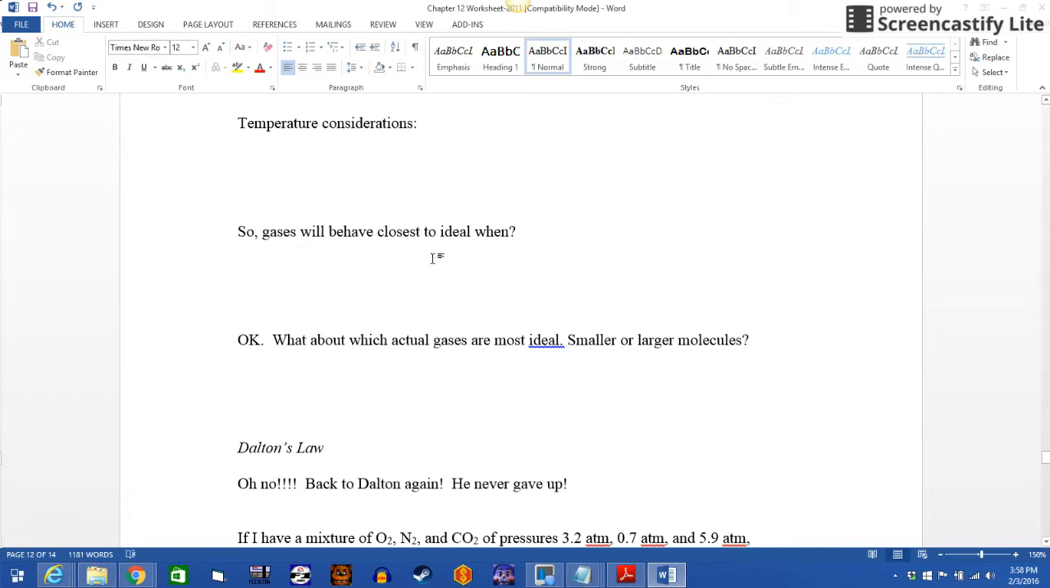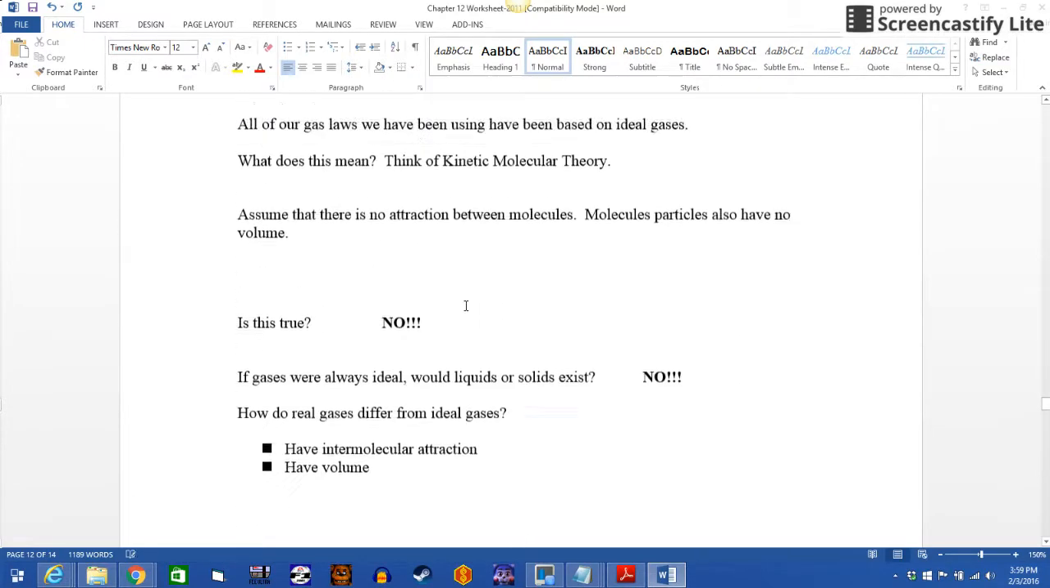And while there are some gases that are going to behave closer to ideal just because of which gas it is, there's also the idea of different conditions that are going to allow attractions not to happen. So I want you to think about temperature, high or low, and then I want you to think about pressure, high or low.